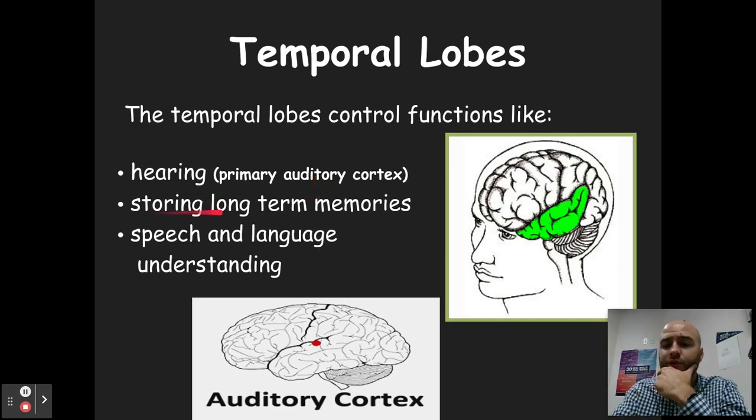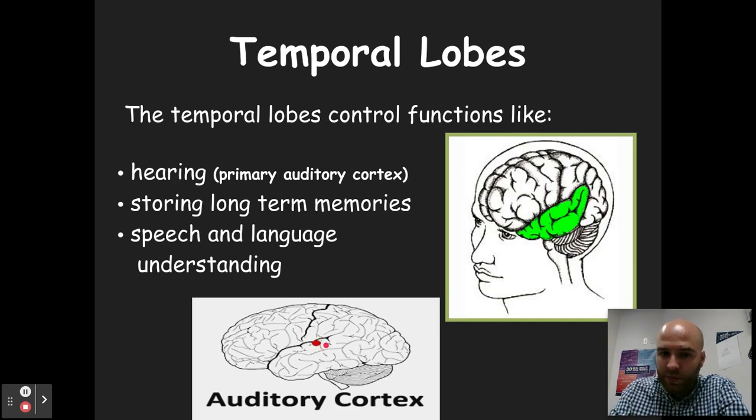And it's also close to the hippocampus, which helps us form new memories. And it's a short trip over once they've made that trip from the short-term memory to the long-term to be stored in the temporal lobe. Speech and language understanding are also in this area, and we'll talk about a couple other association areas that help make that happen. Okay.